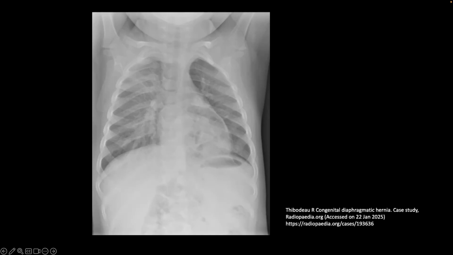Here's an example of one. It's hard to see, but you can kind of see loops of bowel here and then here. Now let's talk about peds GI.